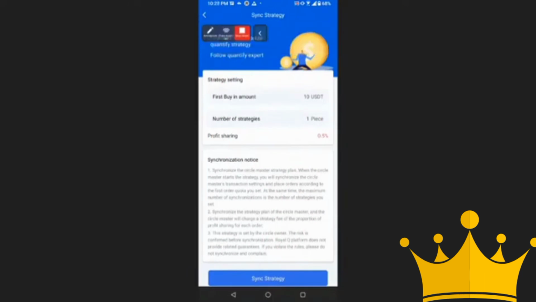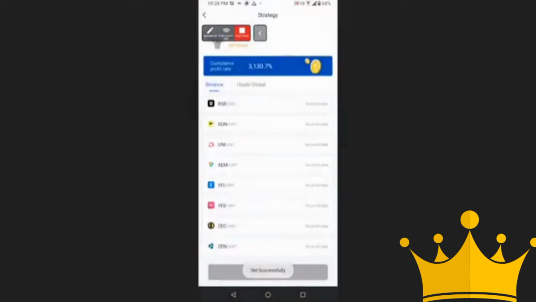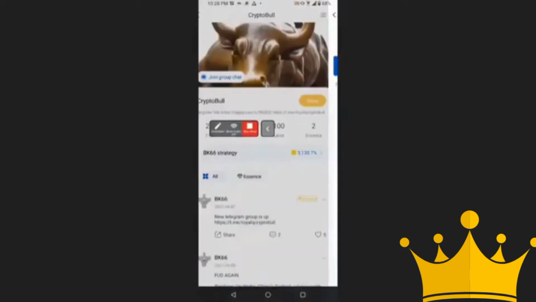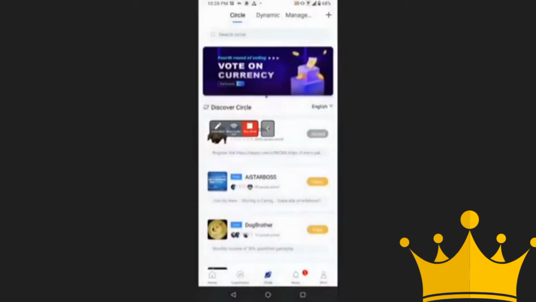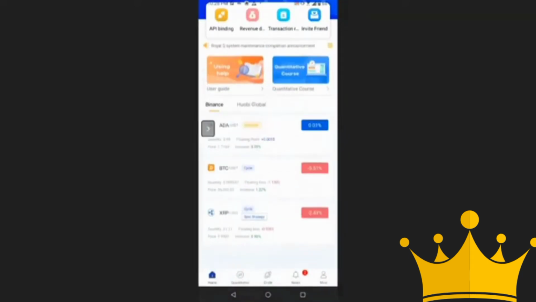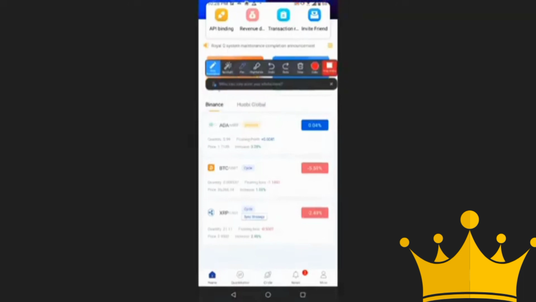Okay, now the bot has already set. If I go back to my home, you can see that the bot has already started my trade earlier, going on. You can see that the coin has been trading over here, XRP. Can you see the word here, sync strategy? So the bot is trading. Here cycle, here one shot.